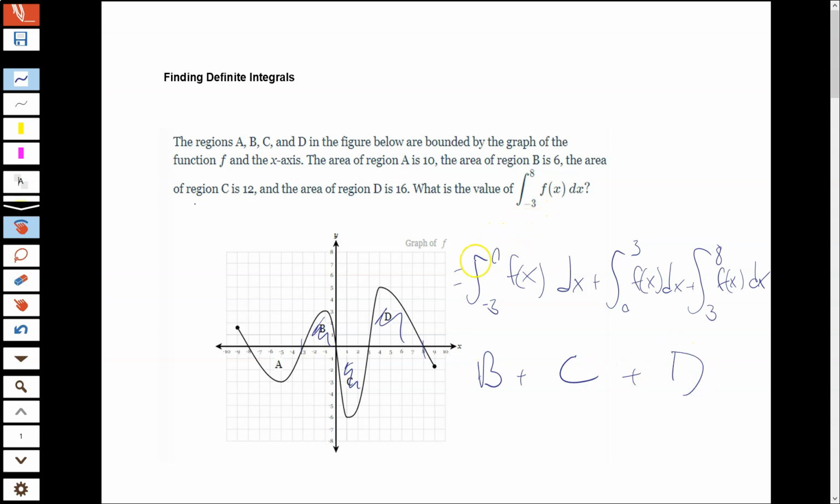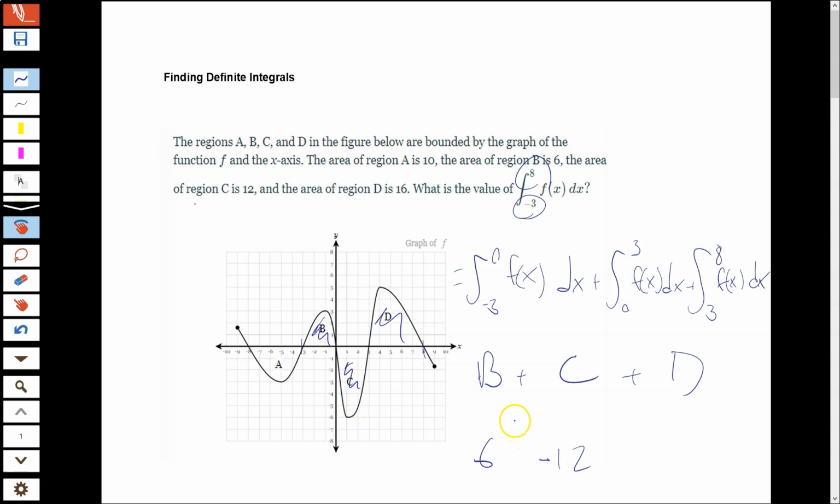And again, the reason I know where to look is based on these bounds of integration here. Okay. Now I just look at the text and they give us all the information we need. So the area of B is 6. The area of C is 12. But here is what we're adding in this lesson. C is below the x-axis. So we're going to say that area is negative.